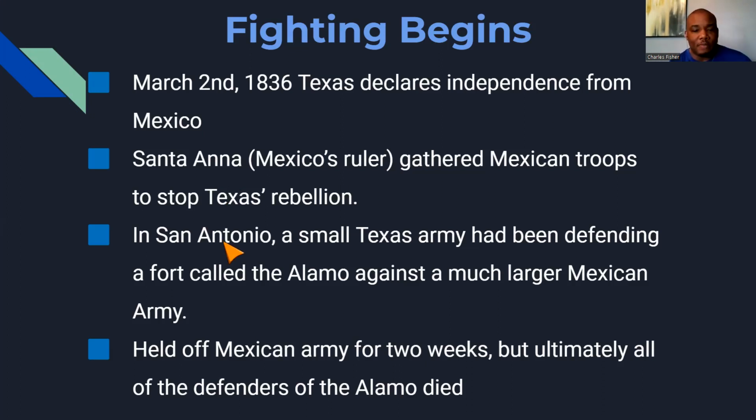The Americans held off the Mexican army for like 2 weeks, but ultimately all of the defenders of the Alamo died. There were about 300 to 500 Americans against thousands of Mexicans, and the Mexican army was able to kill every one of the Americans, and that really angered Americans because it was like a slaughter, and it was an unfair fight, and they didn't capture them; they killed them. So Americans were very upset over the battle at the Alamo. That's why it still stands there today as a landmark in memory of that happening.